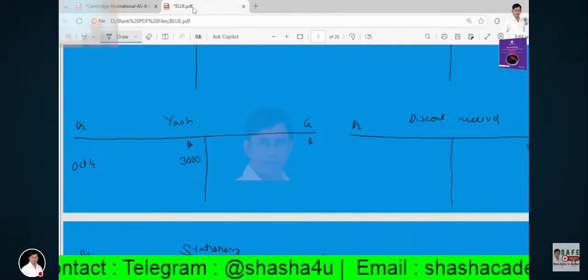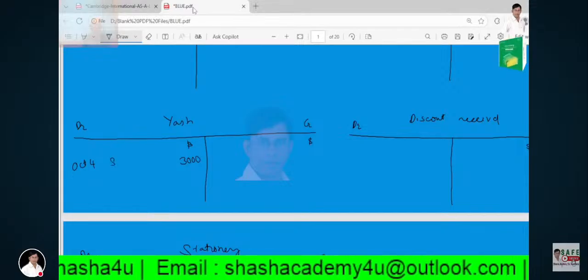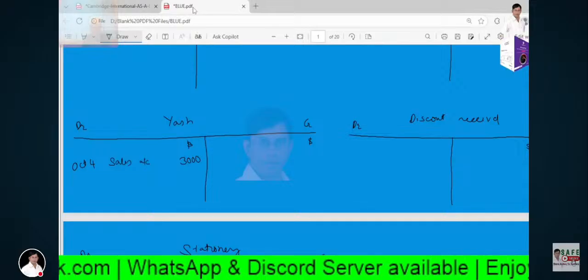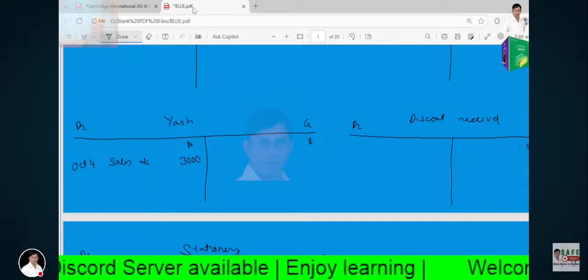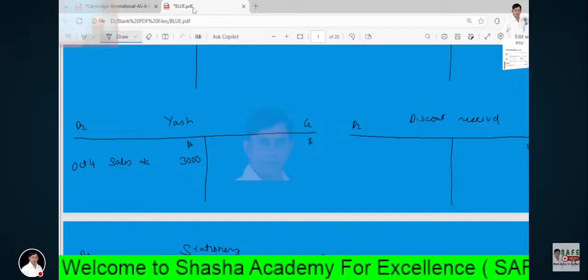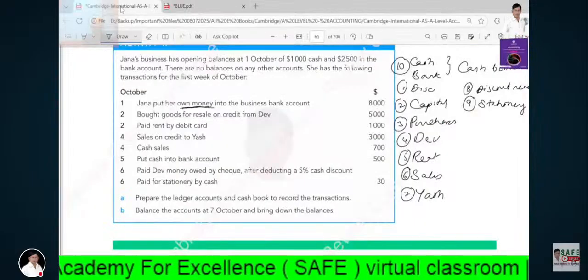Why are we debiting him? Because we have sold the goods to him. Because Yash is the receiver, the account that receives. Yash account receives, so debit the account that receives. Next.